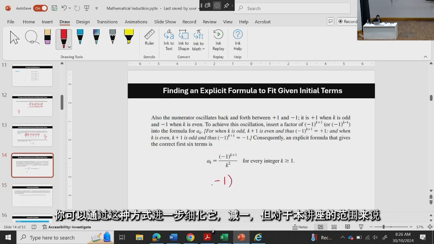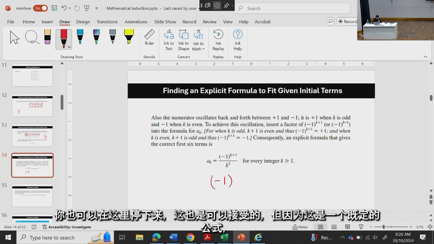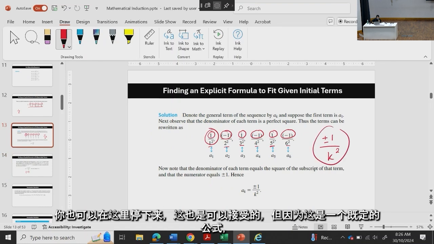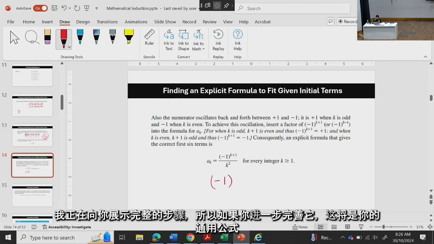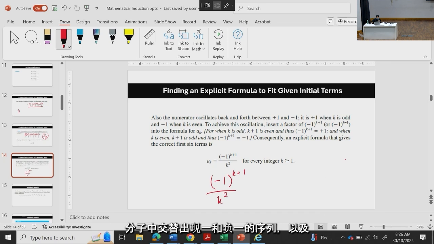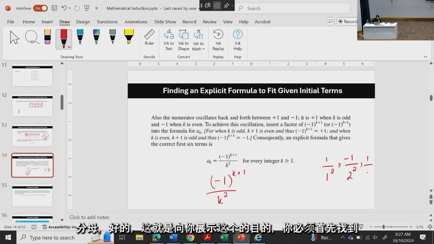See, minus 1. But for the scope of this lecture, you can stop here also. This is also acceptable. But because this is an established formula, I am showing you the complete steps. So if you further refine it, this will be your general formula for the sequence of alternating 1 and minus 1 in the numerator and perfect squares in the denominators.